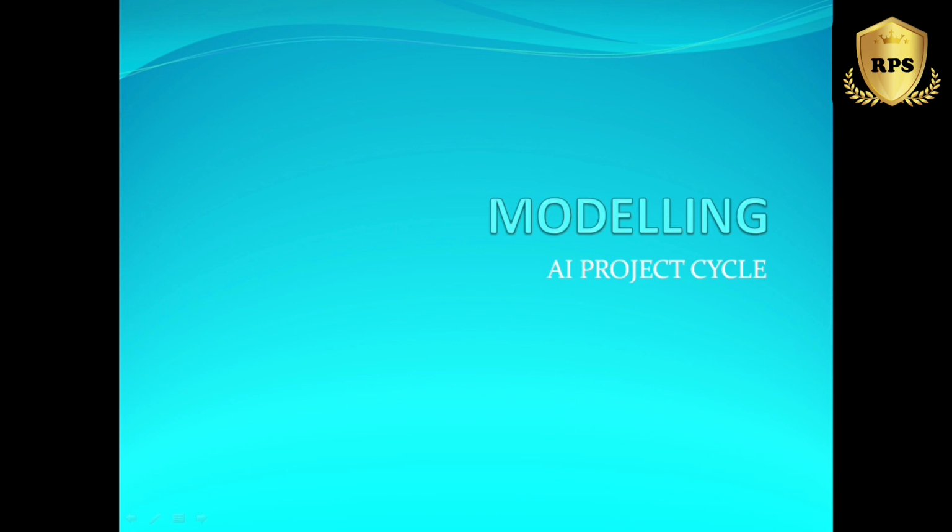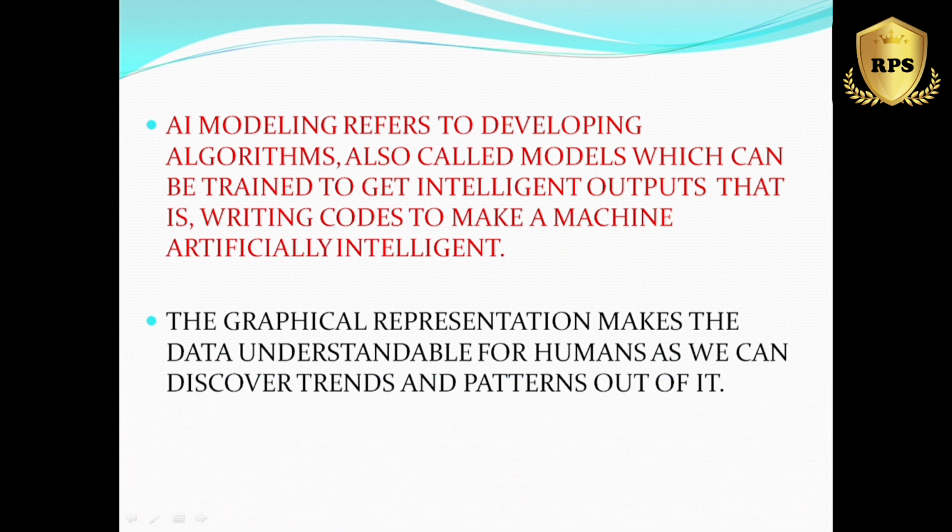So guys, here is our slide of modeling, that is the fourth stage of AI project cycle. What is modeling? AI modeling refers to developing algorithms, also called models, which can be trained to get intelligent outputs. That is, writing code to make a machine artificially intelligent.